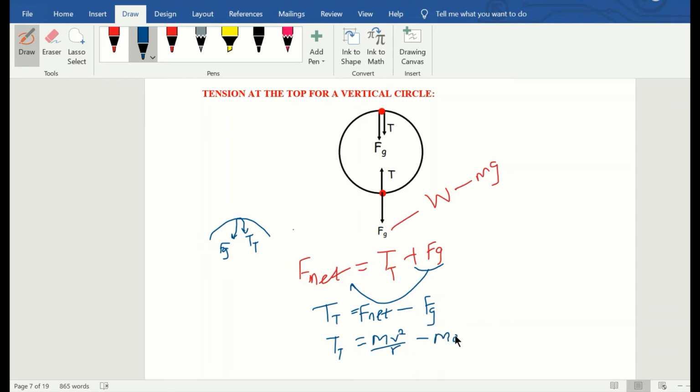So here is the formula for tension at the top of a vertical circle. As you can see right here, we are subtracting the weight from the net force to get our tension at the top. That tells you that it is very minimum. So the tension at the top is always small, or it can be negligible. So we are saying that the tension at the top is just apparent. So here is the formula for finding the tension at the top.